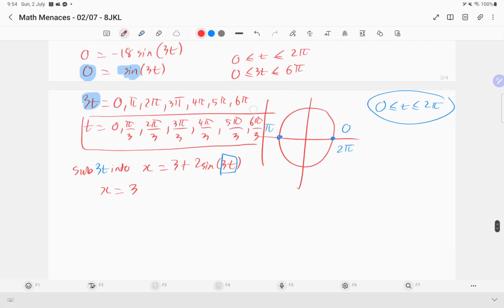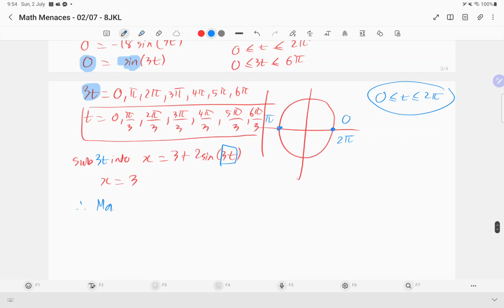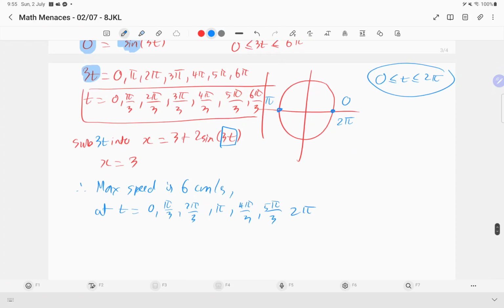So the final conclusion is the max speed, I think we found out, was 6 centimeters per second, occurring at t equals 0, pi on 3, 2 pi on 3. Just repeating the answers here: 3 pi on 3 is 1 pi, 4 pi on 3, 5 pi on 3, and then 2 pi. And then always at x equals 3 centimeters to the right.